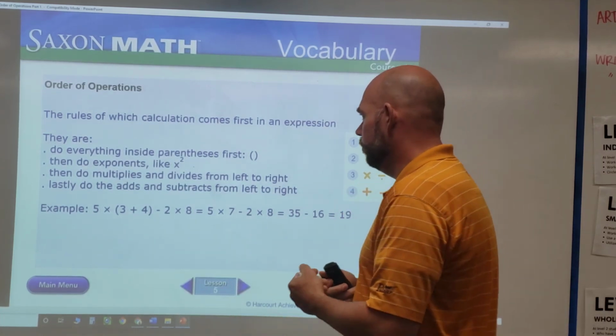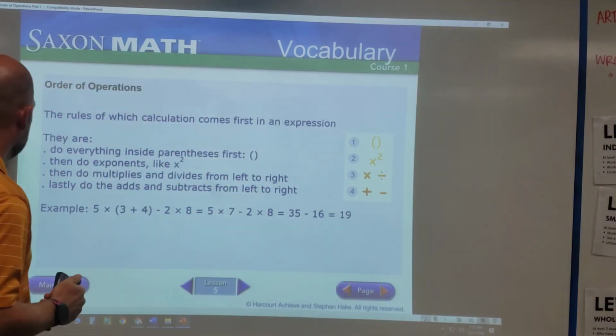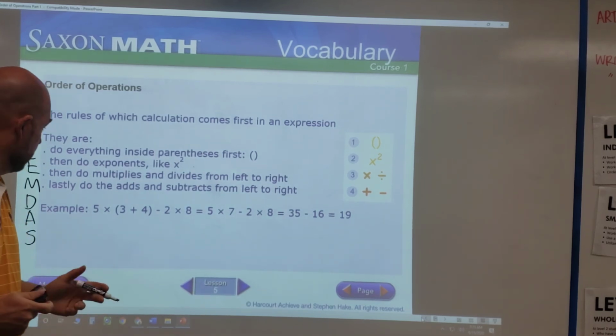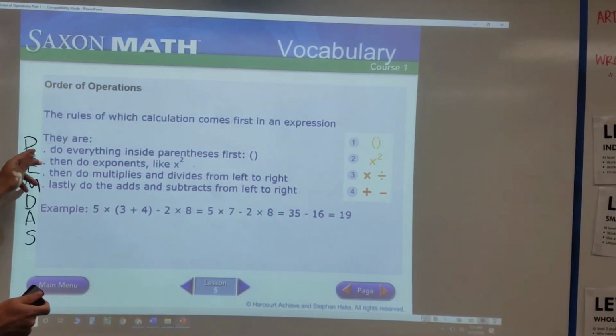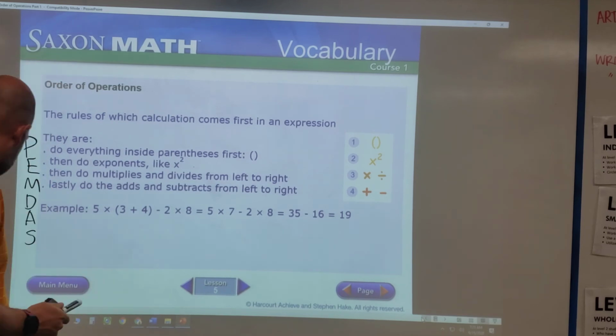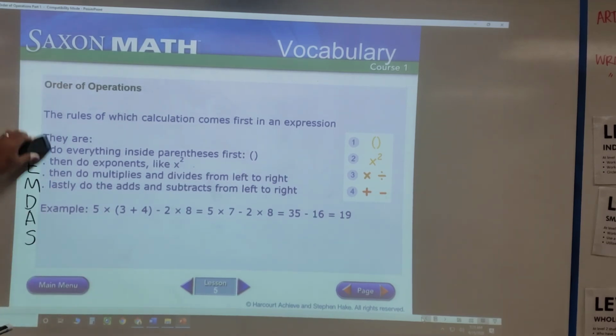Now, a lot of people remember this by using something they call PEMDAS. So if you want to remember an acronym, it might be up on the screen here. P for parentheses, E for exponents, then multiplication, division, addition, subtraction. So PEMDAS is the thing that you want to remember.